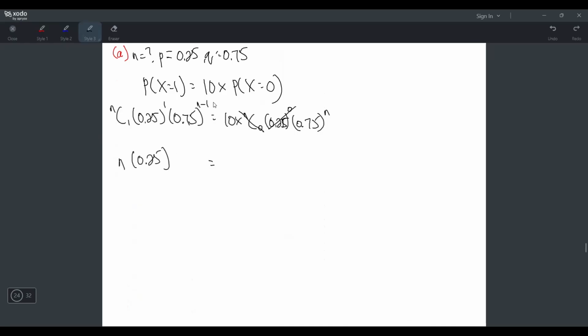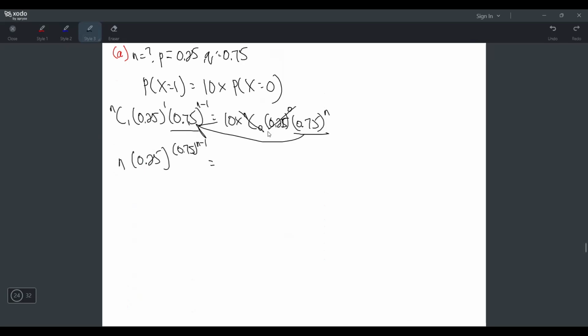The 0.75 power n minus 1, I cannot use the calculator to do it because I don't have the n. But if you look at this and this, they are the same base, because they are both base 0.75. It means we can put them on one side and do it together. But you have to move this here first. So it becomes what?